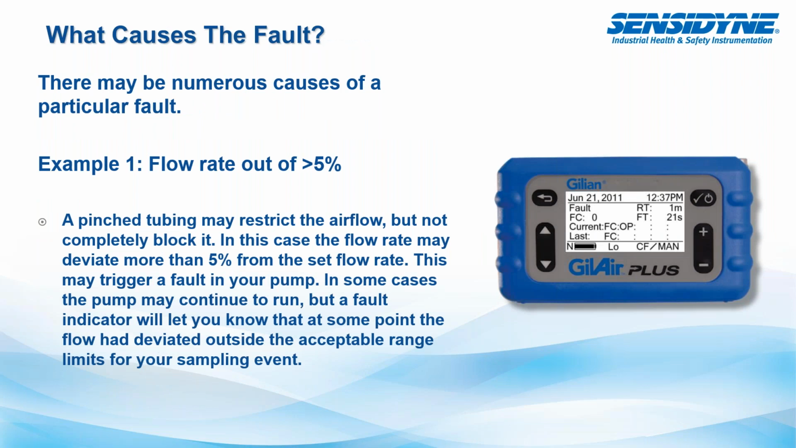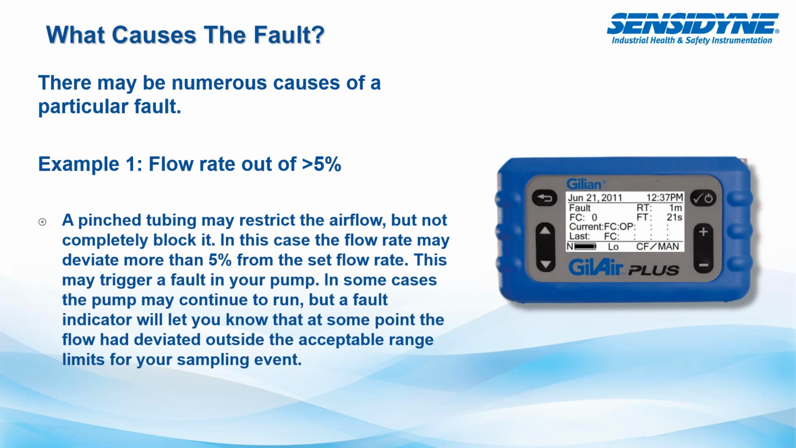So there can be numerous causes of any one particular fault. This first one I want to get into a little bit further is if the flow rate is out greater than 5%. So what may cause this? A prime example might be pinched tubing. If an employee is sitting down, sometimes their body's twisted, it could cause the tubing to pinch and restrict that airflow. It might not completely block it, but if the flow rate, because of its partial blockage, deviates more than 5% from the set flow rate, it may trigger that fault in your pump.